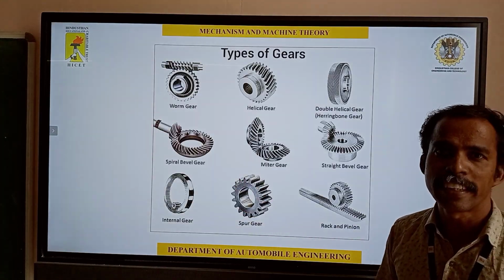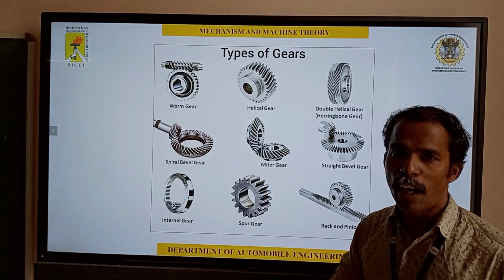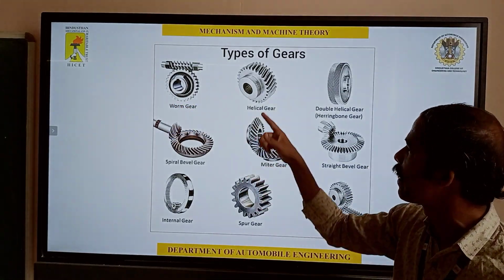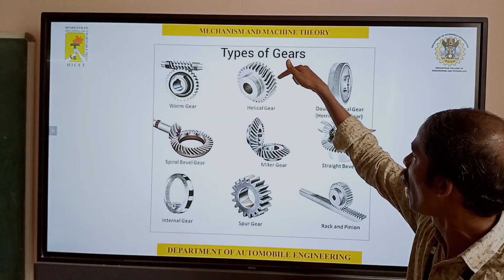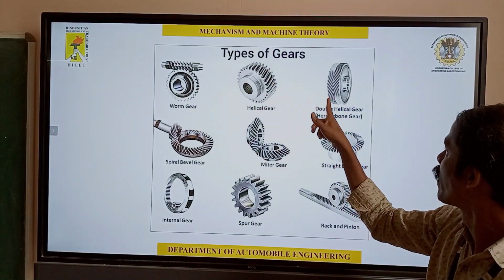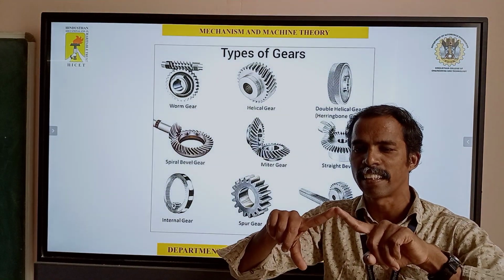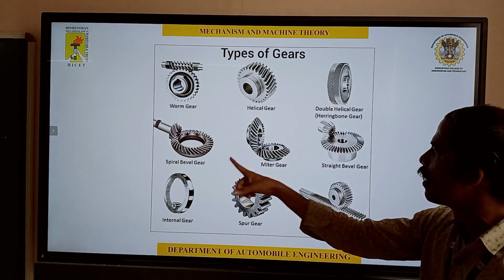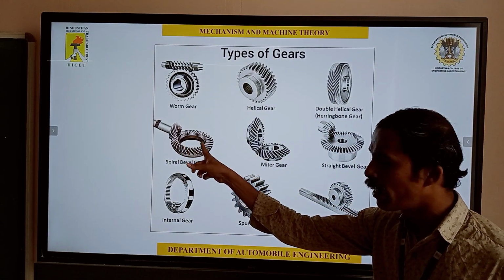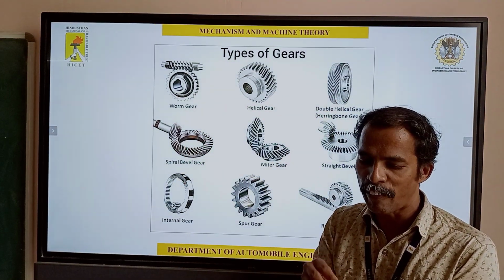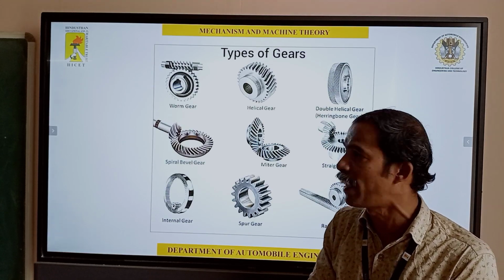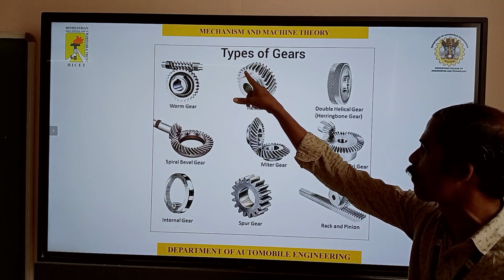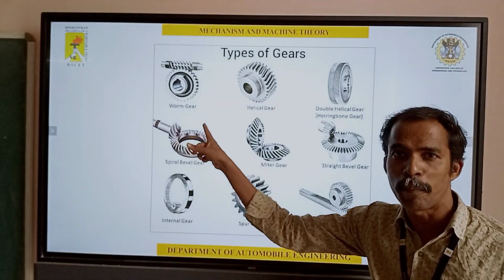So this figure shows the types of gears. The first one is the worm gear, used in the steering gearbox. Helical gear, where the teeth are cut in an angled manner, and double helical gear, where the teeth are in contact in a double inclined position. Spiral bevel gear, where the teeth are placed on the face. Bevel gear means teeth are formed on the face, whereas in the other gears the teeth are formed on the circumference, but here the teeth are formed on the face.